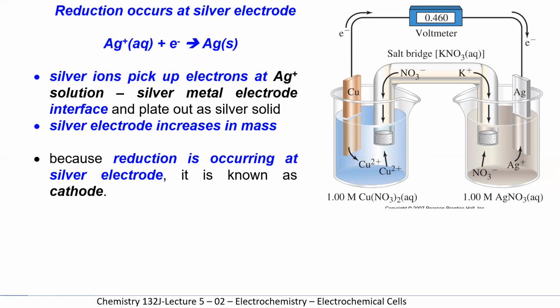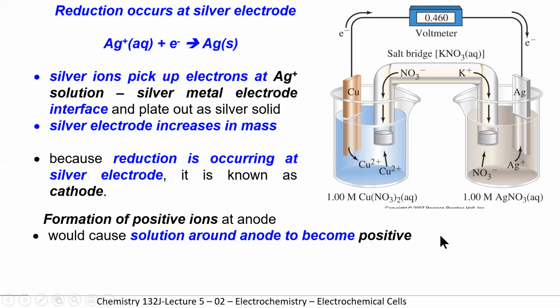Now, a little bit of terminology. We always use the term cathode in a galvanic cell to represent where the reduction reaction happens. And the formation of positive ions is occurring at the anode, where oxidation is happening.